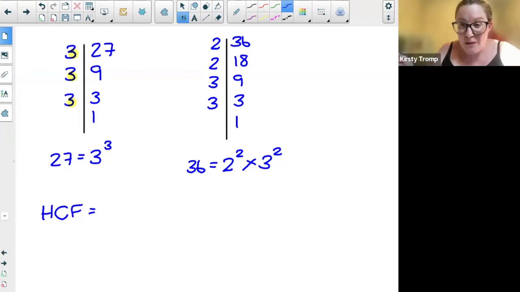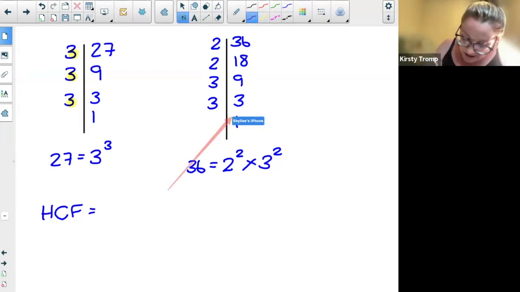This is how I remember the HCF. I know that HCF stands for highest common factor. I get that. But when I try to remember it when I'm in a test or exam, I always think of the HCF.